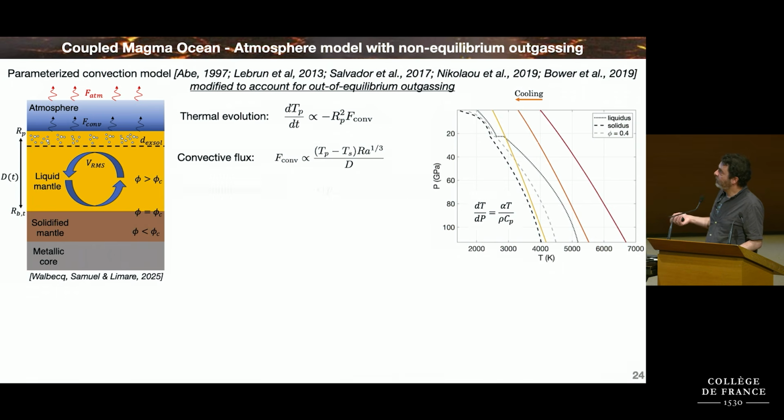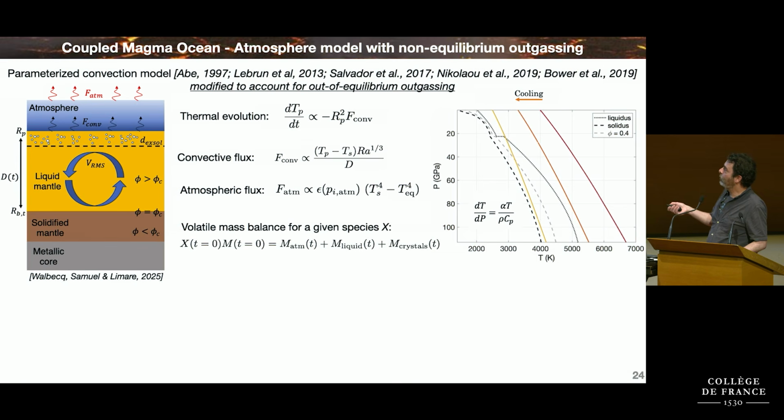This convective heat flux is balanced by the atmospheric heat flux, which here we assume is radiative, but in other cases we can also consider a convecting atmosphere. And we need to close the system, because this atmospheric flux depends on the opacities, which depend on the chemical species that are present in the atmosphere, which vary with time. And so we need to close the system by making a mass balance that basically describes how volatile elements are going to partition between the atmosphere, the magma ocean, and the solids that are progressively formed.